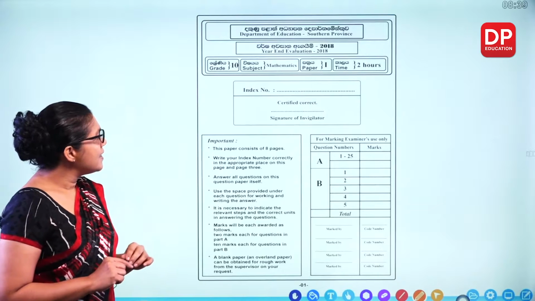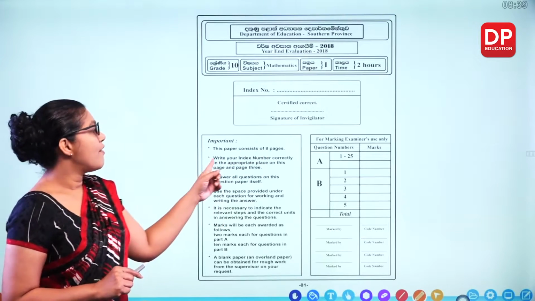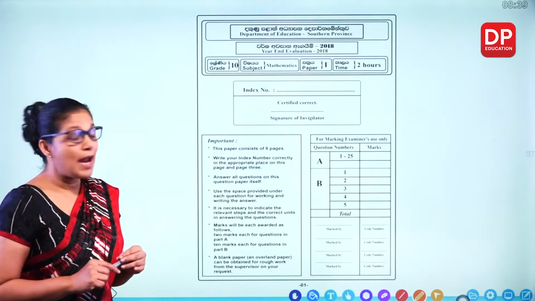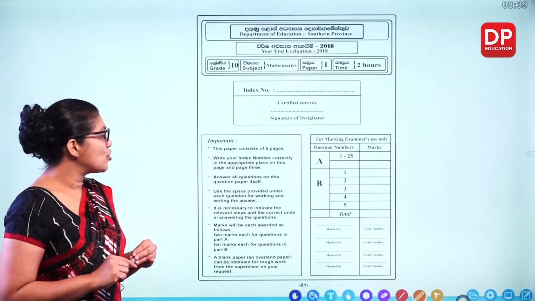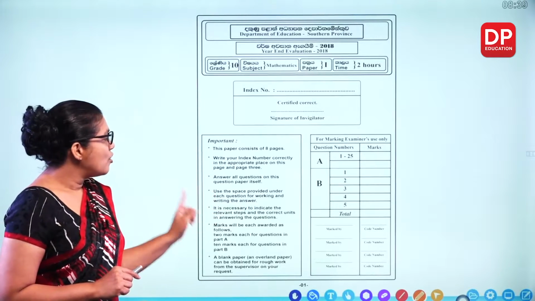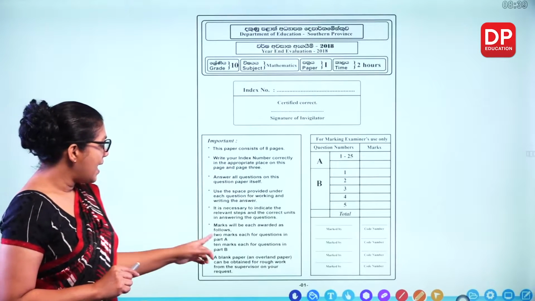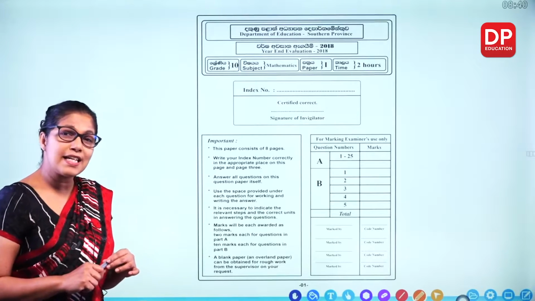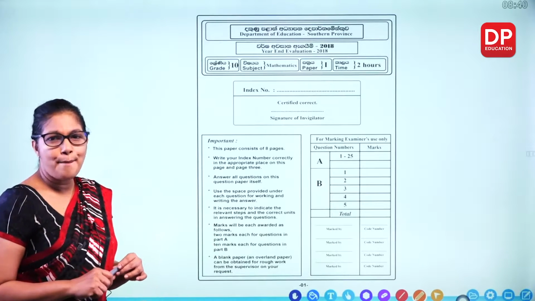And what are the instructions? This paper consists of 8 pages and here write your index number correctly in the appropriate place on the page and page 3. Answer all questions on this question paper itself. So spaces are provided and you have to answer in the space given. And you get 2 marks for each question in part A and 10 marks for each question in part B.